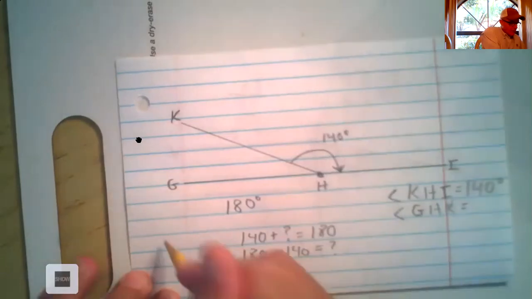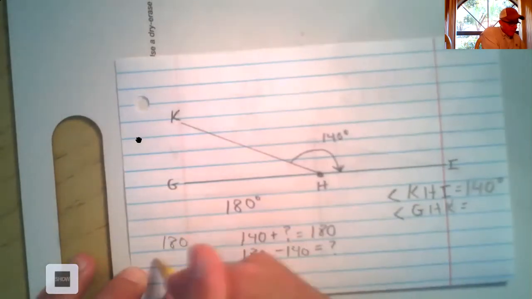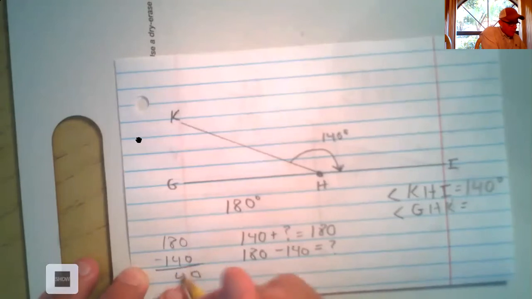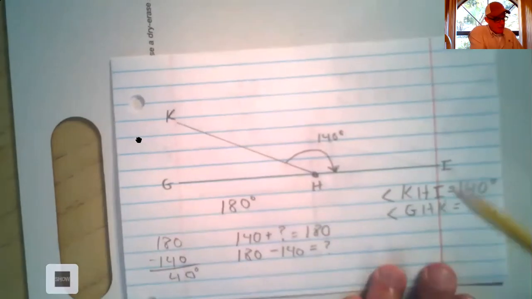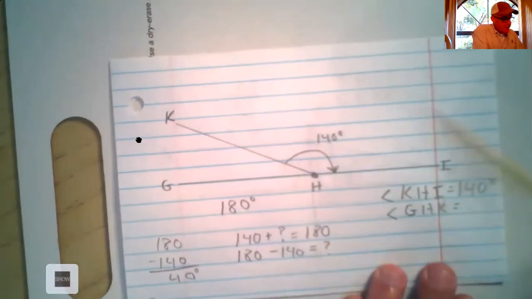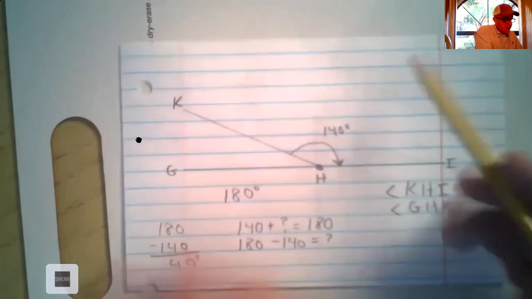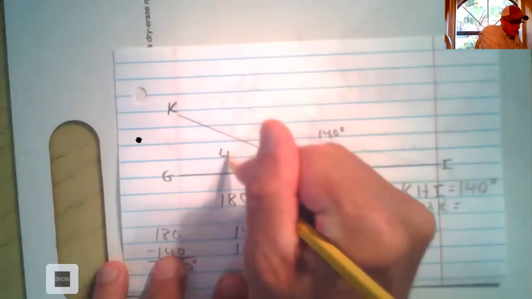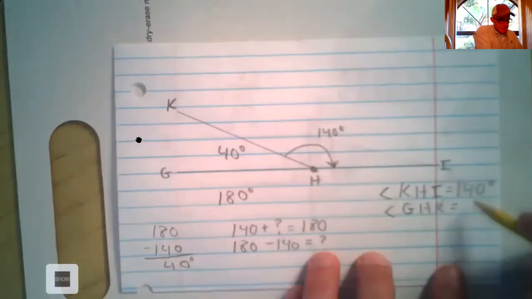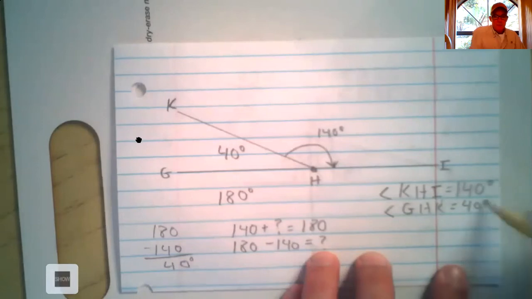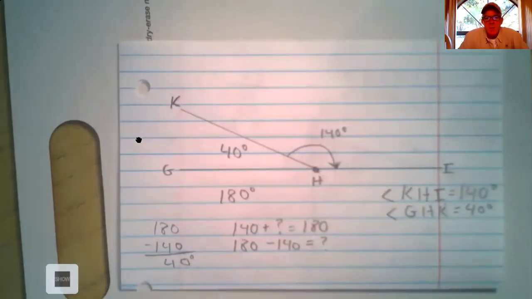So let's go ahead and solve that. 180 minus 140, 0, 4, 0, we don't write that, 40 degrees. So angle GHK is 40 degrees.